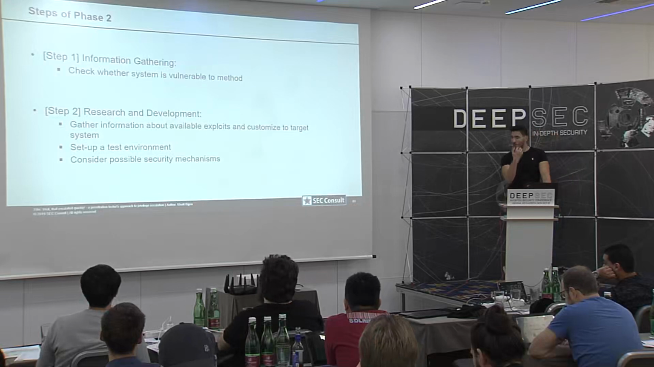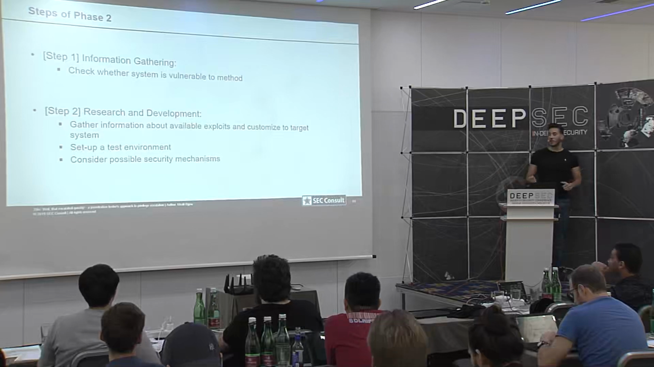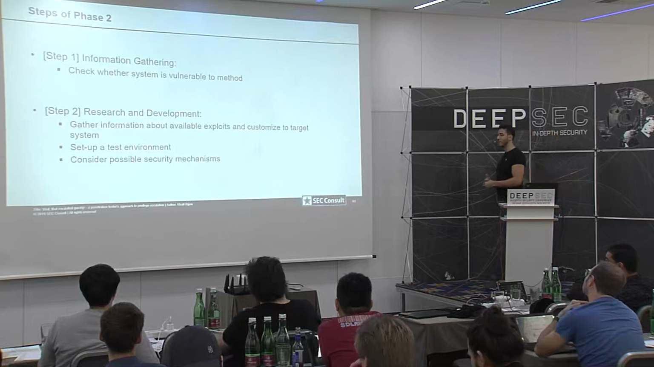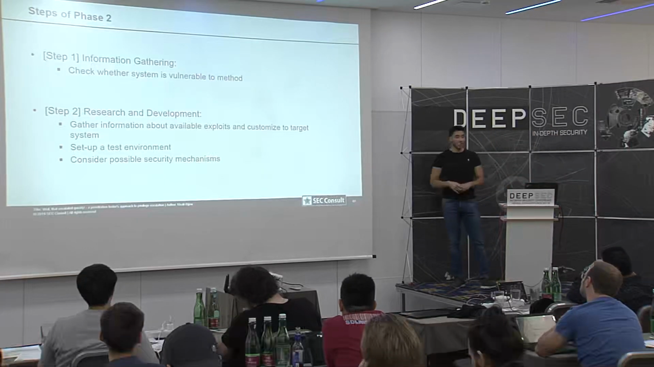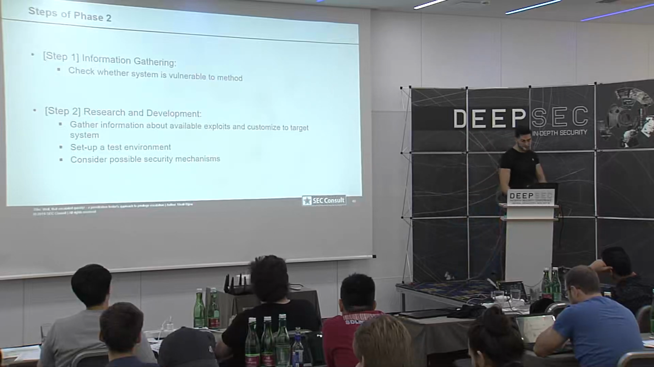Also, consider possible security mechanisms. If you want to create a reverse shell, you should probably not use port 8080 or port 4444, because this will be blocked by the firewall. Instead, use something like port 80 or port 443.